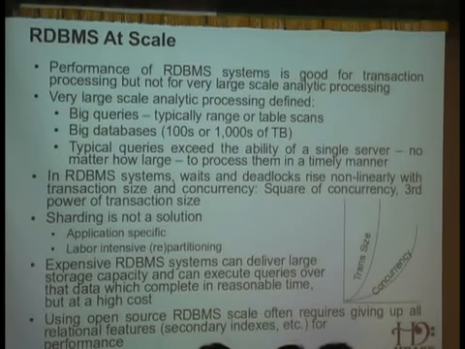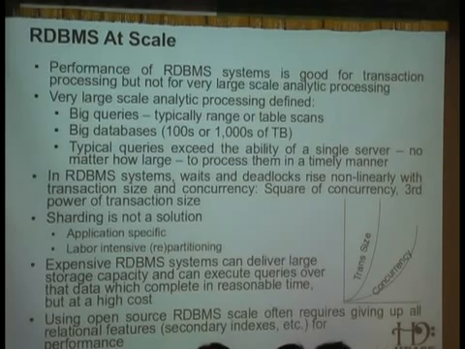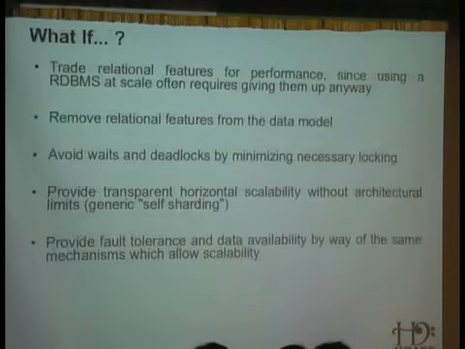When you use open source relational databases like MySQL or Postgres at scale for performance reasons, often you give up most relational features such as secondary indexes anyhow. So what if we traded relational features for performance? We remove relational features from the data model. We avoid waits and deadlocks by minimizing unnecessary locking.